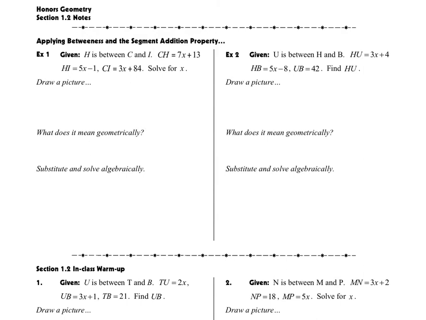All right, on this page, we're going to take our idea of betweenness and that segment addition, and we're going to extend it a little bit more and incorporate some algebra into this. So what we're going to do first is look at our two examples here, and we're going to notice that on each of our examples, we have this keyword of between. So we're going to draw our picture first.